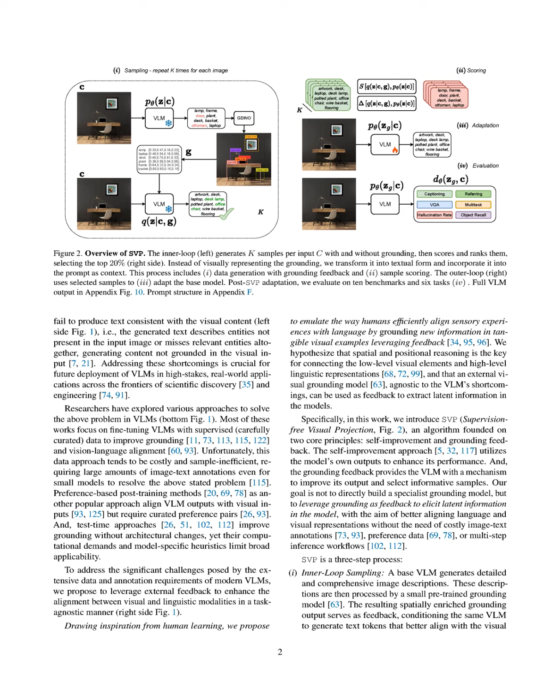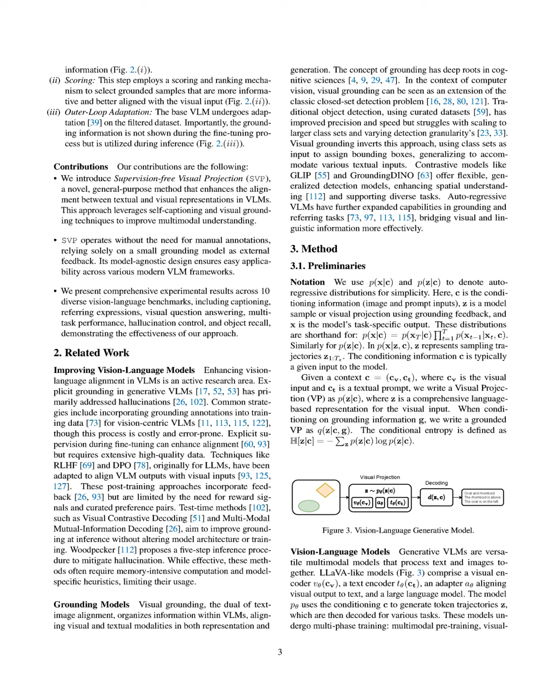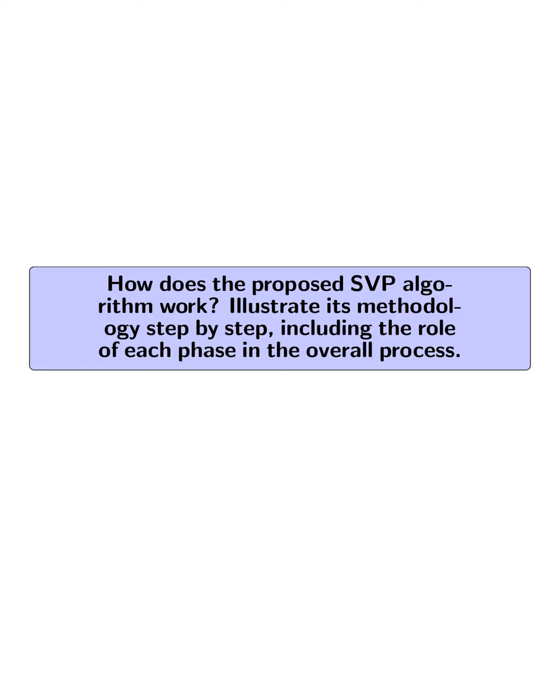heuristics. SVP seeks to overcome these limitations by leveraging external feedback from a small grounding model to enhance alignment without the need for costly annotations or preference data. This innovative approach allows for improved grounding and self-improvement in VLMs, making it more efficient and broadly applicable across various frameworks. How does the proposed SVP algorithm work?